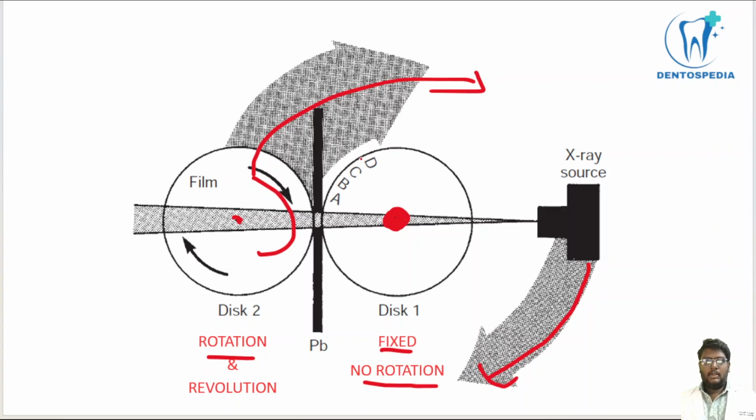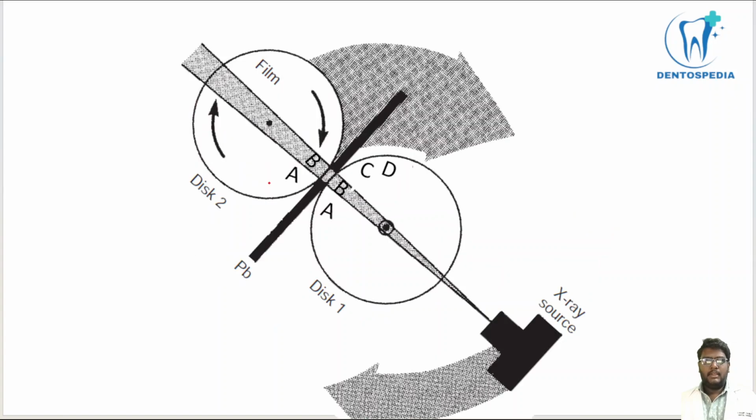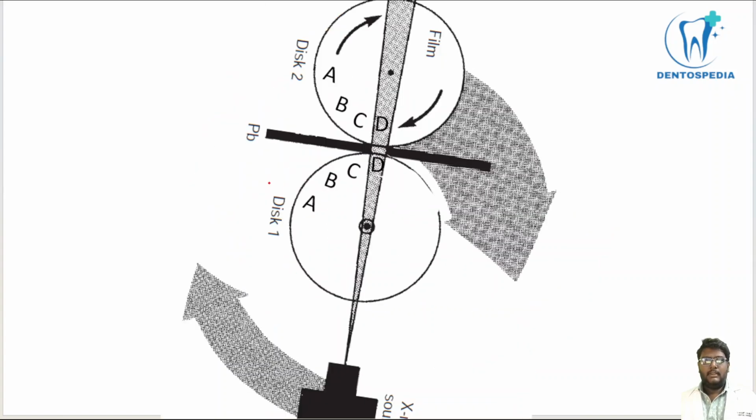Around this, disk 2 will be rotated and the X-ray source will be rotated in opposite directions. This is clockwise direction, and the X-ray source is moving in counter. So both are moving in clockwise direction. And I want you to observe carefully how this works. So the initial turn has been done. The letter A is projected onto the film, and then B, then C, then D.